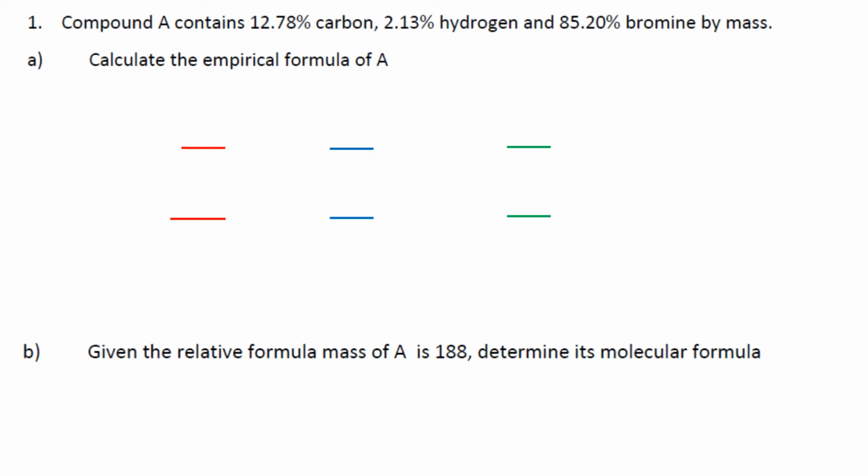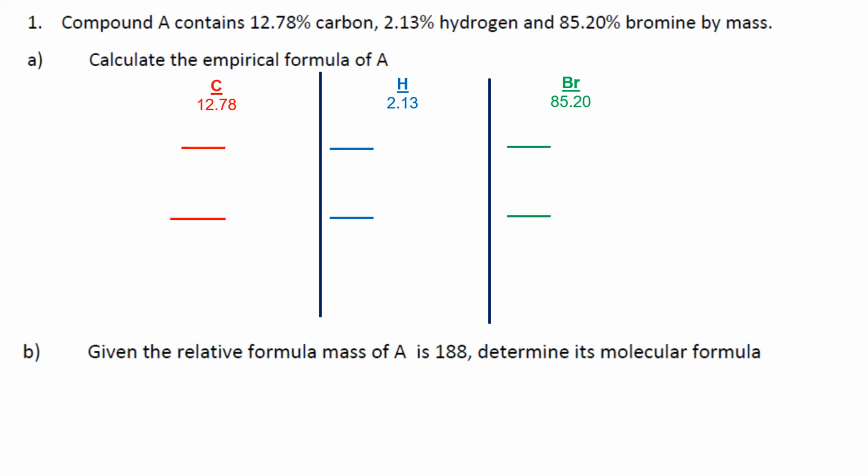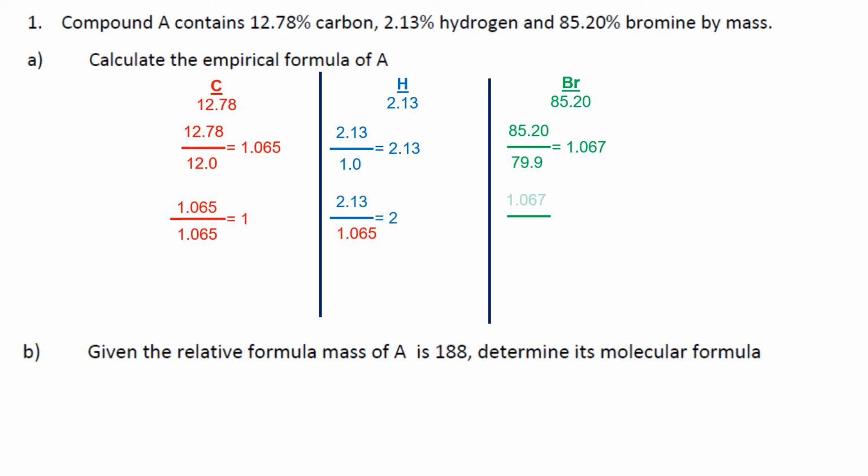Okay, so compound A contains 12.78% carbon, 2.13% hydrogen, and 85.2% bromine by mass. Just like before, we set up the columns, in this case 3 columns. Divide each one by its relative atomic mass, and we get these numbers: 1.065, 2.13, 1.067. Divide them by the smallest number, 1.065. We get 1 to 2 to 1. So we know the empirical formula is CH2Br, same as what we've done previously. So there's just one last step to do to turn that into the molecular formula.